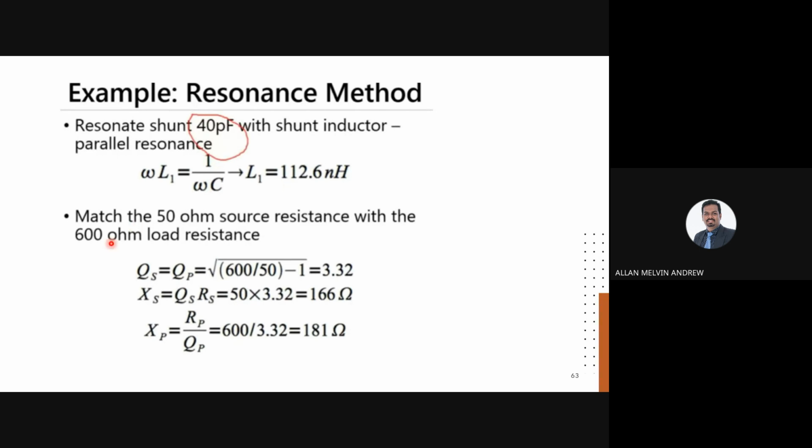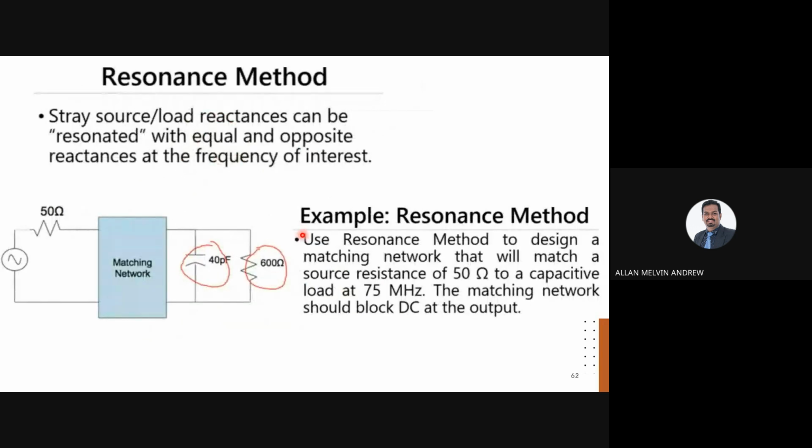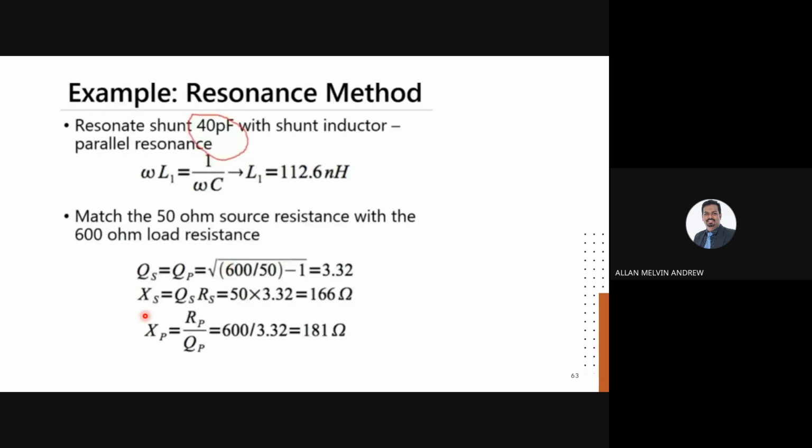Okay, so match the 50 ohm source resistance with the 600 ohm load resistance. So here the load resistance is 600. So you calculate. Okay, so QS equals QP. This is based on the previous equation. So 600 divided by 50 minus 1, square root. So you get the quality factor to be 3.32. Okay, so then you just replace, and you will get all these values.